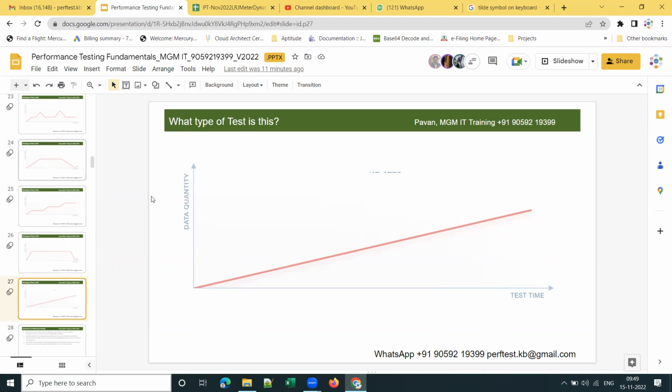Remember, in interviews, they may ask you, what are the different types of performance testing? You tell all the different types of performance testing. Then they may ask you, can you draw a graph? So these graphs will be helpful. Now you should be able to draw the graph and show them for each type of test.